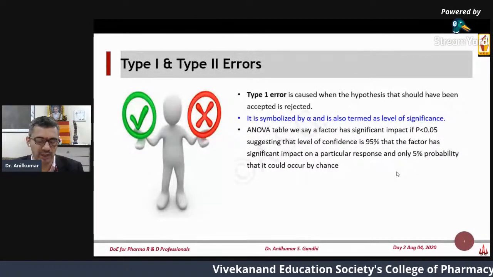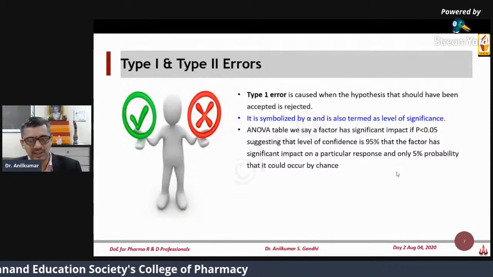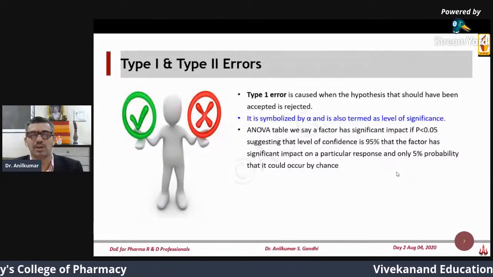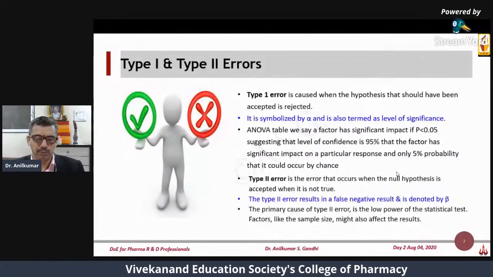So that's the type 1 error. I'm sure that it might be a little confusing now. It will be clear with the two examples that I'll give you in the subsequent slide. Now, what is type 2 error?